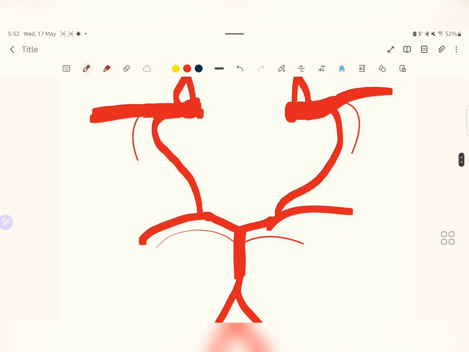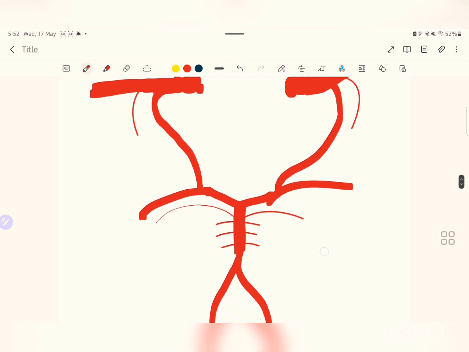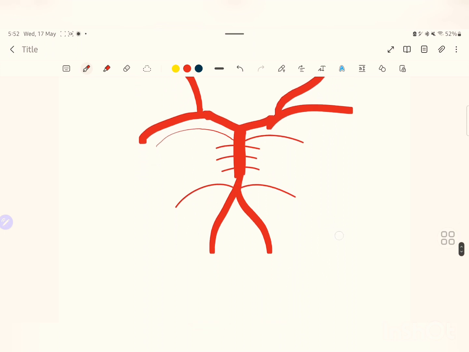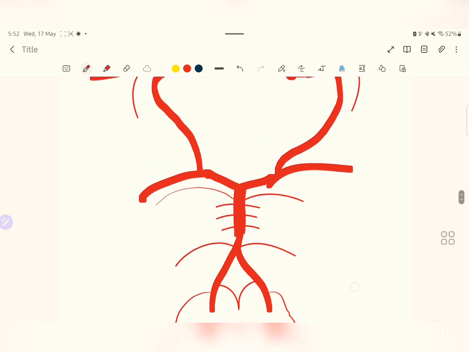Also the basilar artery and its bifurcation into the bilateral posterior cerebral artery. These two form the posterior component of the circle of Willis. So we will label each artery that we have drawn in the diagram. So let's start.